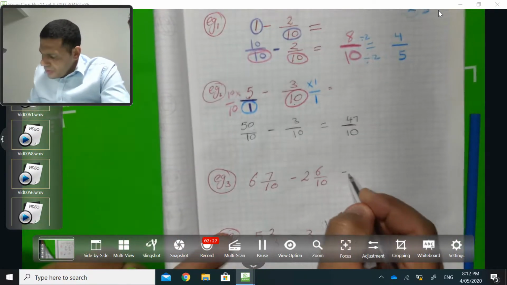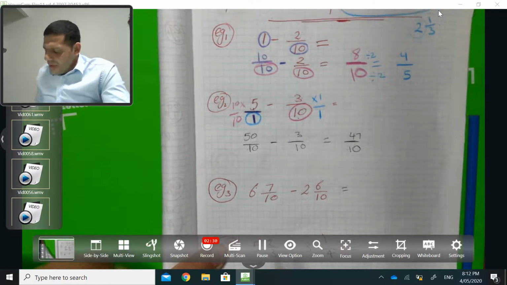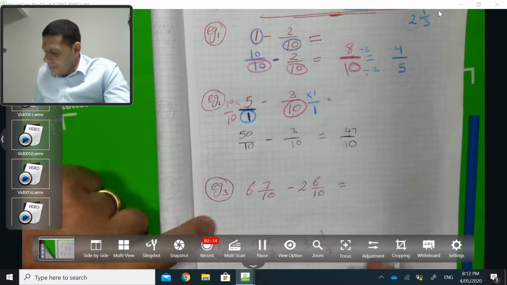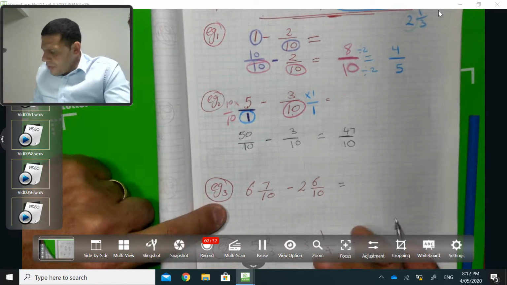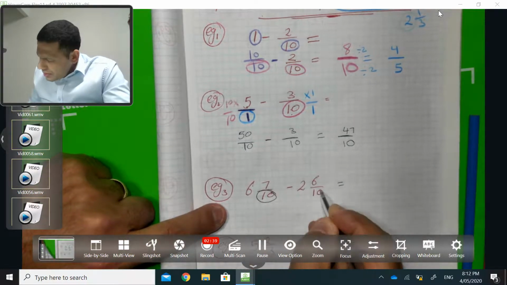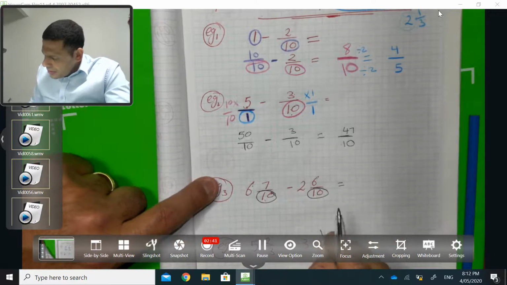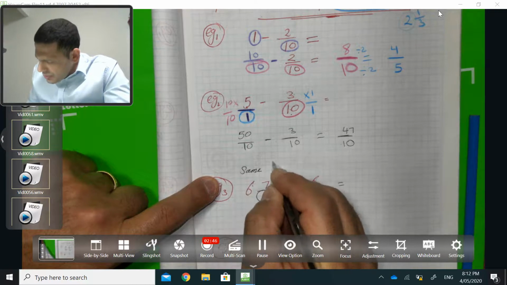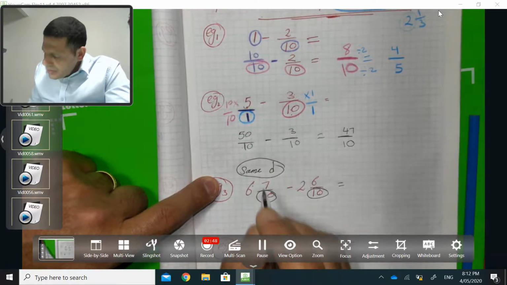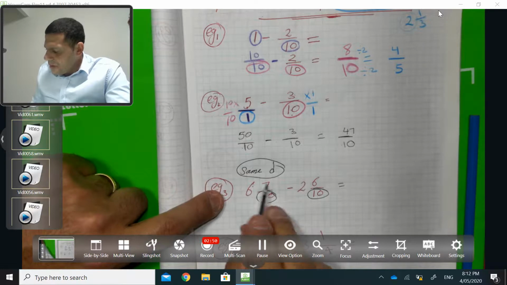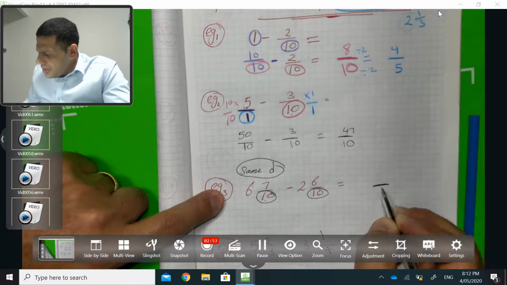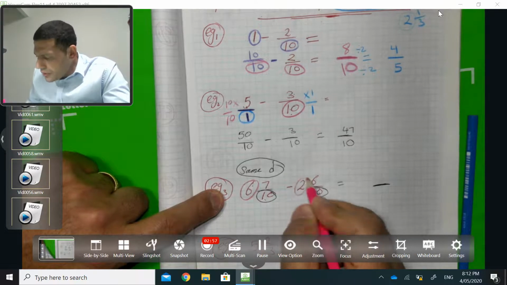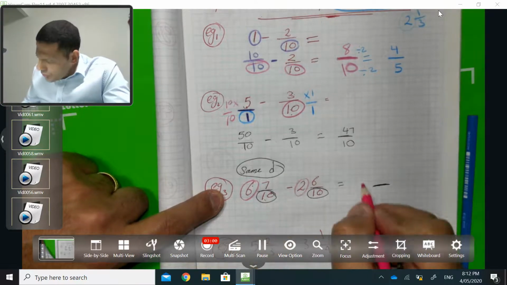Now we move on to the third one. If we have two mixed numbers, how do you subtract them? There's an easy way to do it when you have the same denominator. You subtract straight away. You put a fraction here. Subtract the first, what, guys? Yes, the whole numbers. 6 minus 2 is 4. You write 4 here.